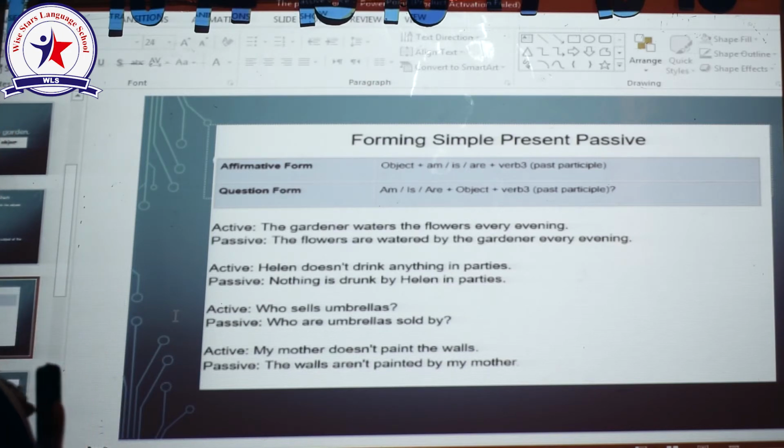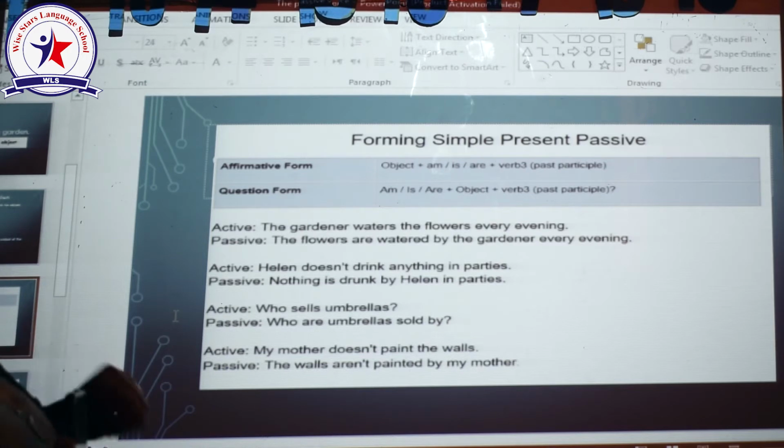The third example, who sells umbrellas? Here it's a question form. I have to start with who, followed by verb to be, so who are, and after that the word umbrellas, and after that the past participle form of the verb sell, sold, sold. So the sentence will be, who are umbrellas sold by?